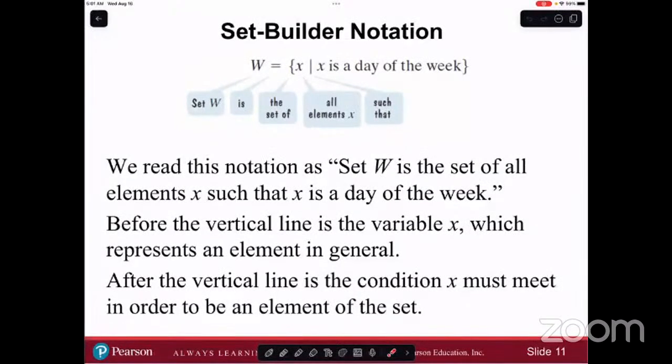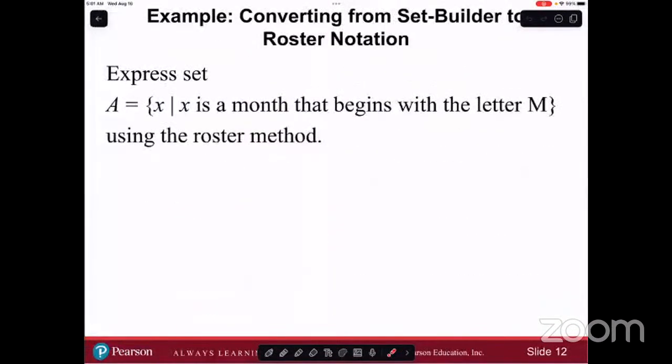Express this set A using the roster method, right? So they want us to list it out. I guess I'll go ahead and do this one. Okay. So A is a set of all elements X such that X is a month that begins with the letter M, okay?